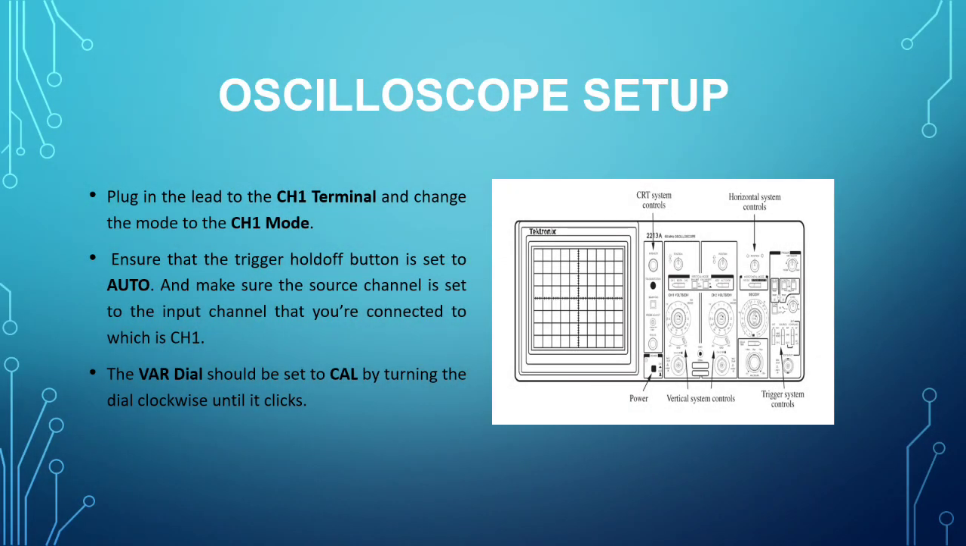Here is how you set up the oscilloscope. First, plug in the lead to the channel 1 terminal and change the mode to channel 1 mode. Ensure that the trigger hold-off button is set to auto, and make sure that the source channel is set to the input channel that you're connected to, which is channel 1. The VAR dial should be set to CAL by turning the dial clockwise until it clicks.